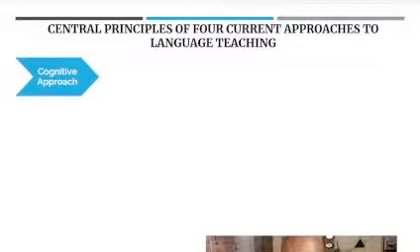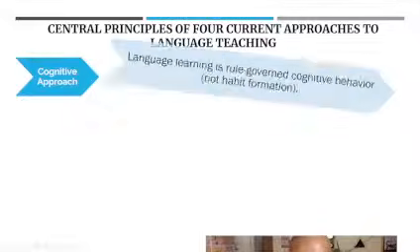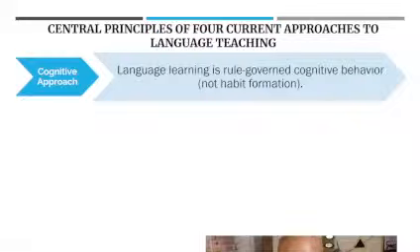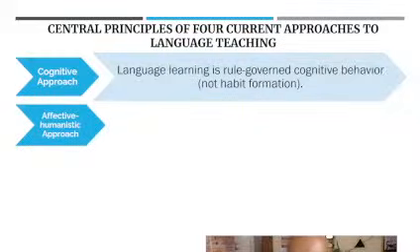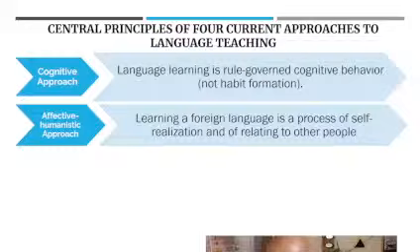And so the cognitive approach would say, for example, that language learning is rule-governed cognitive behavior, not habit formation, in opposition to what the audio-lingual approach said. Then the affective and humanistic approach would say that learning a foreign language is a process of self-realization and of relating to other people.